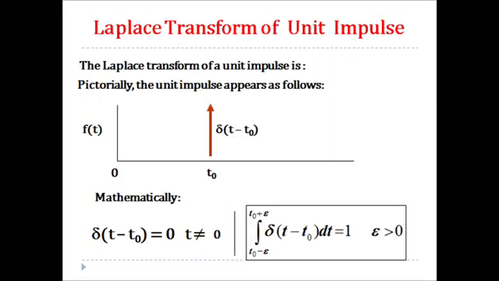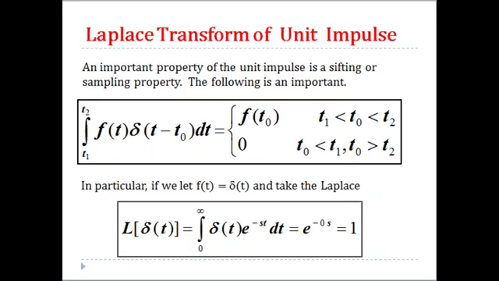Laplace transform of unit impulse. The unit impulse signal is given as delta of t minus t0 is equal to 0 when t is not equal to t0, and it is equal to 1 when t is equal to t0. Here in this pictorial representation you can see the unit impulse signal.